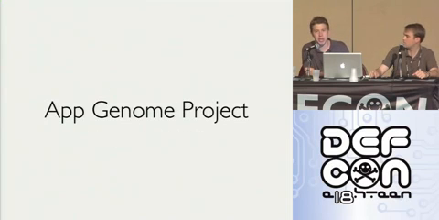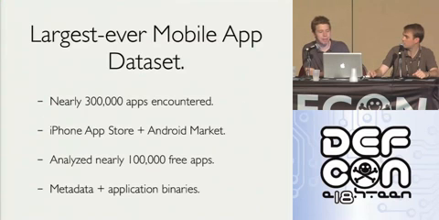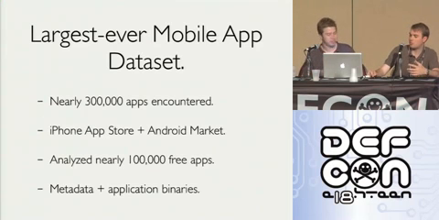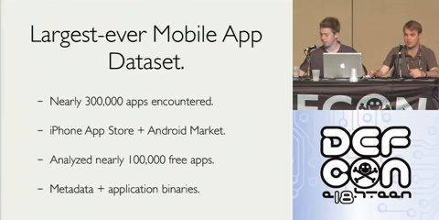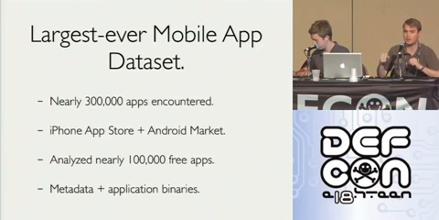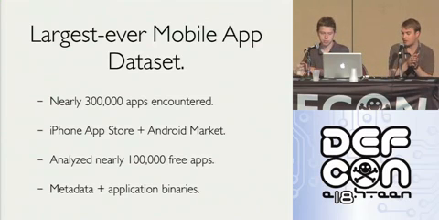So we built something we call the App Genome Project. Basically, we built an engine that allows us to crawl most of the major application environments. What we're going to be talking about today is Android and iPhone, so the Android marketplace and the iPhone App Store. We've seen about 300,000 applications, but that number's growing really quickly. We've deep dived on about 100,000 applications, and we've taken this engine that allows us to pull down the data and built a system that allows for automated analysis.